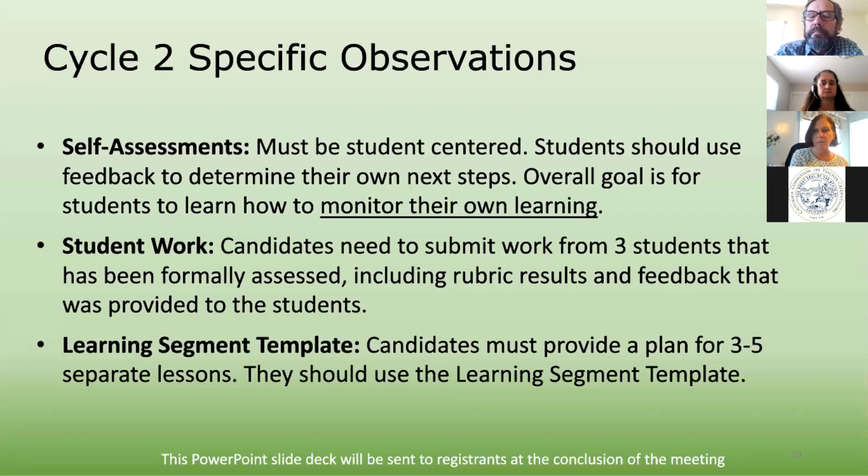And then finally, the learning segment template. This is how they tell us about their 3 to 5 lessons in cycle 2. Candidates should provide that plan and that learning segment template for their 3 to 5 lessons. It's their choice, 3 lessons, 4 lessons, or 5 lessons. And they should tell us about that in the detail at which we've asked for it in the learning segment template, which is just a way for them to give us that information without them having to retype all the questions.